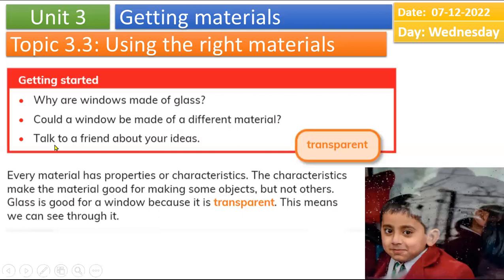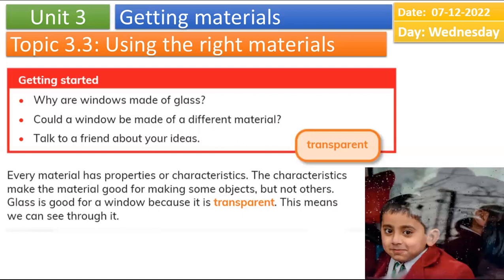So we discussed already in the class. Talk to friends about your ideas. Every material has different properties. Plastic is waterproof, and the jumper, the cloth, is absorbent. They soak up all the water. And the glass is also waterproof. The water will not get inside through the window.